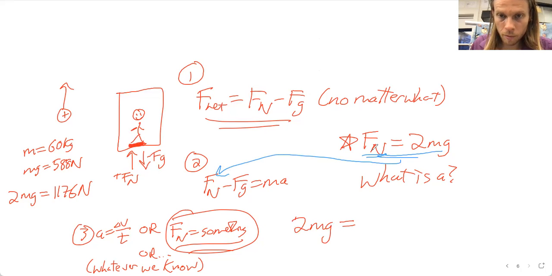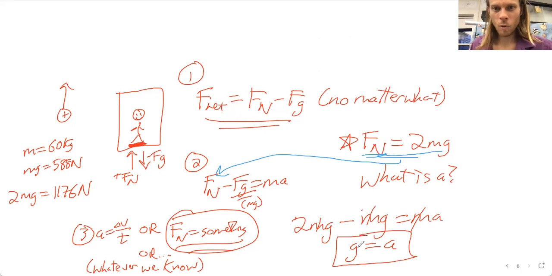which means 2mg minus Fg, which is mg, right? Remember, this is mg. Equals ma. The masses all cancel. 2g minus g is g equals a. And you might say, wait, what does that mean? It means the acceleration is positive 9.8 meters per second per second.